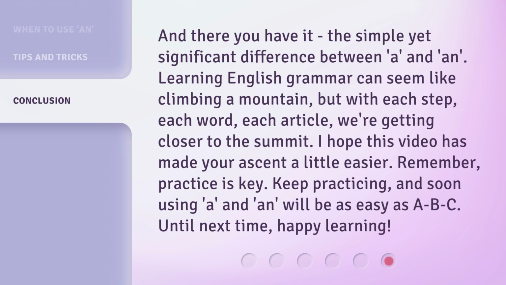Remember, practice is key. Keep practicing, and soon using A and N will be as easy as ABC.